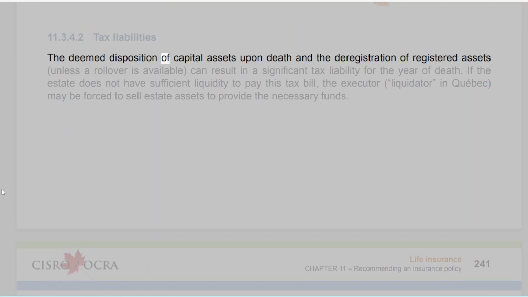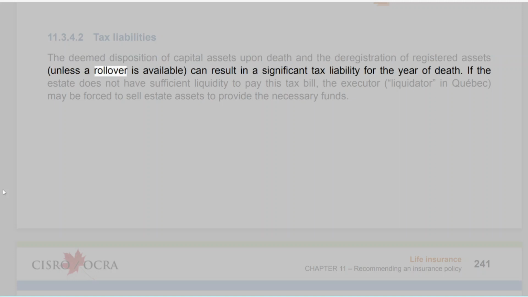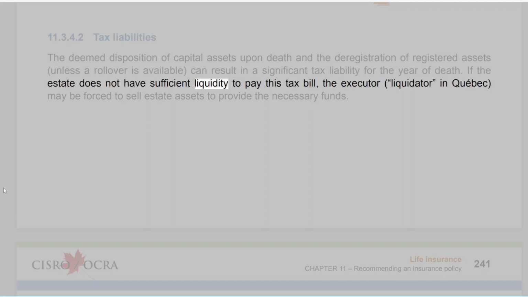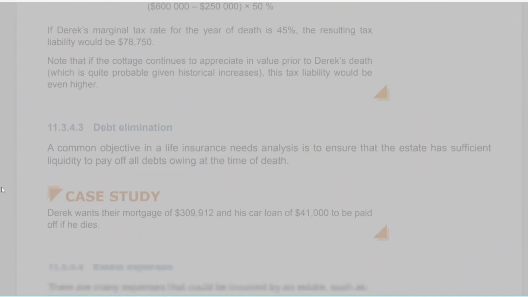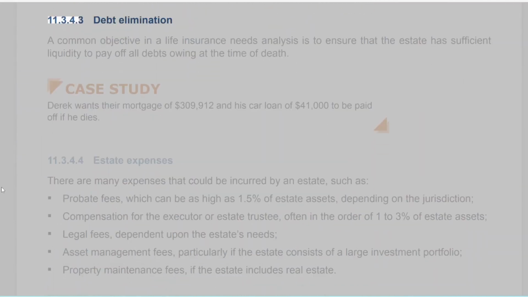1.3.4.2 Taxes. The deemed disposition of capital assets upon death, and the deregistration of registered assets, unless a rollover is available, can result in a significant tax liability for the year of death. If the estate does not have sufficient liquidity to pay this tax bill, the executor, liquidator in Quebec, may be forced to sell estate assets to provide the necessary funds. 1.3.4.3 Debt elimination. A common objective in a life insurance needs analysis is to ensure that the estate has sufficient liquidity to pay off all debts owing at the time of death.